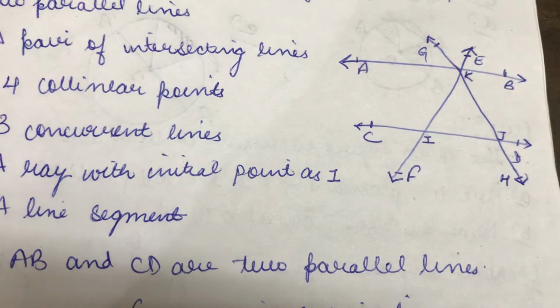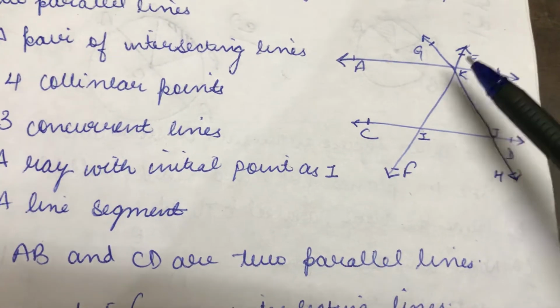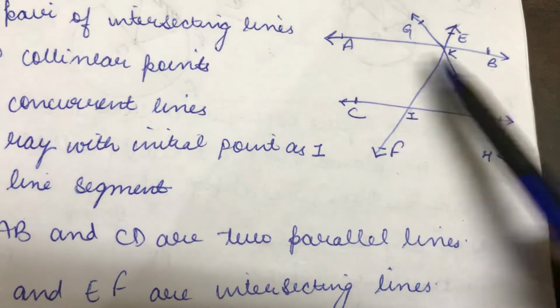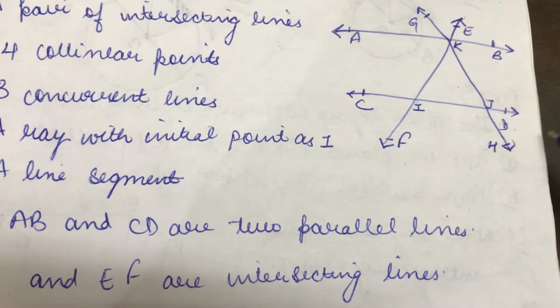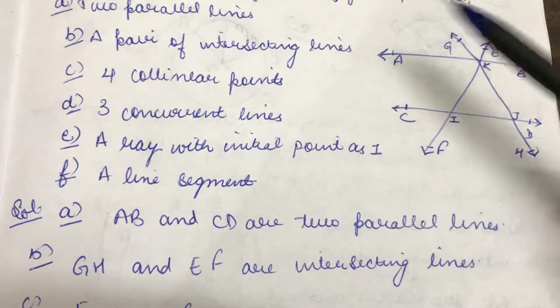Now, intersecting lines are those which meet each other. We have so many intersecting lines. I can say the line EF and AB are intersecting. The line GH and AB, they are intersecting. Or I can say EF and GH, they are intersecting. So, any one pair you can write here. Next, I want four collinear points.